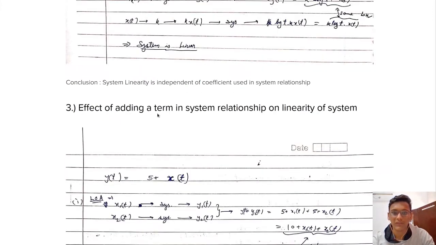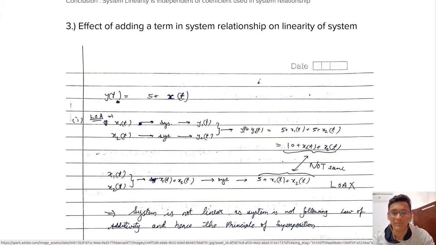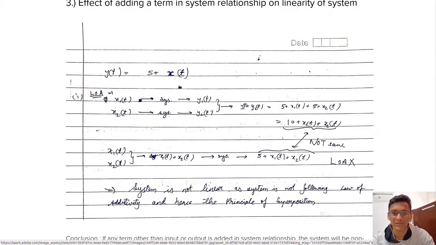Now let's see the effect of adding a term in the system relationship on the linearity of the system. As you can see in the example, we are adding a term 5 in the system relationship. Let's see what happens if we do that. Let's first check for the law of additivity. We get x1(t) passed through the system giving y1(t), x2(t) giving y2(t). Adding these two, we get 5 plus x1(t) plus 5 plus x2(t). That is 10 plus x1(t) plus x2(t).